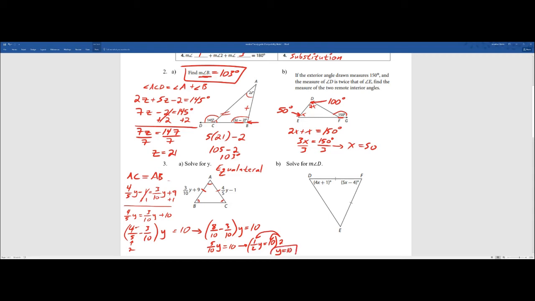All right. So again, set them equal to each other because that is the idea of the equilateral triangles. All right, solve for measurement D. This is an isosceles triangle. It doesn't specify that all 3 sides are the same, but it only gives you the 2 sides, and that's what iso means.